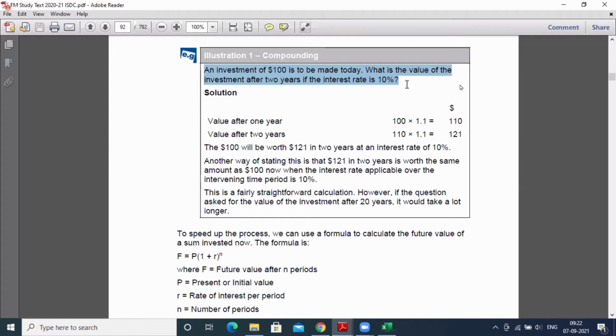With simple interest, the expected value of the investment is only 120. But with the compound interest concept, because we calculate the interest on principal plus interest, your value will be 121. So compound is nothing but charging the interest on both principal plus interest. And don't expect these compound interest numerics in your MCQs.